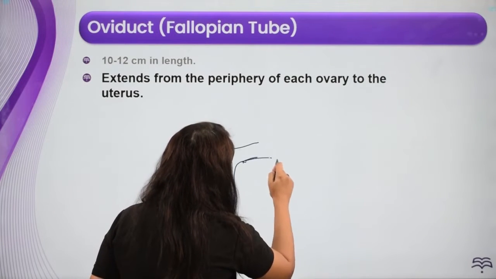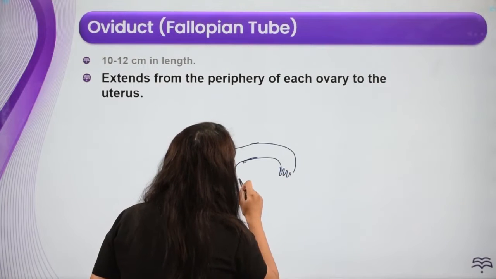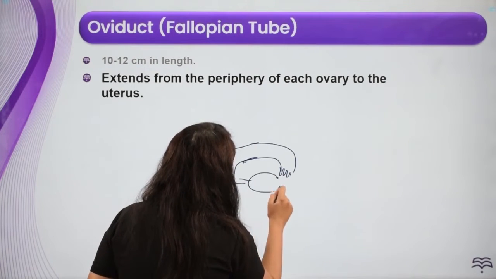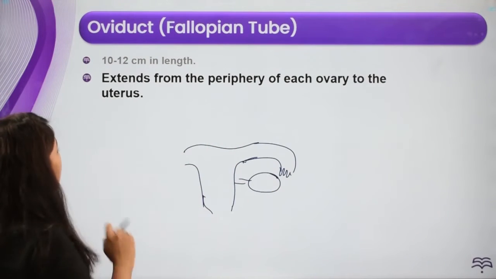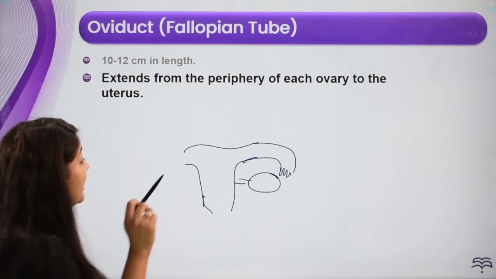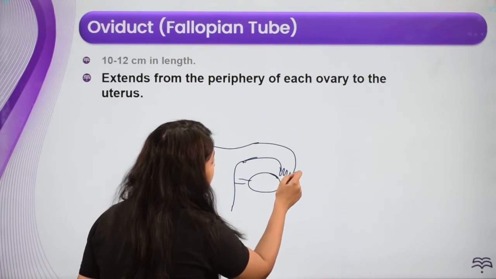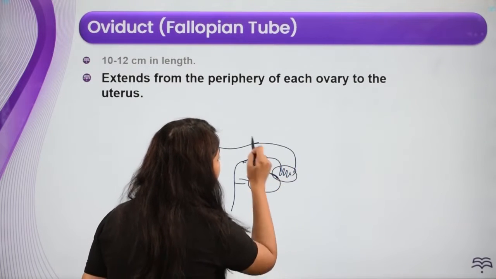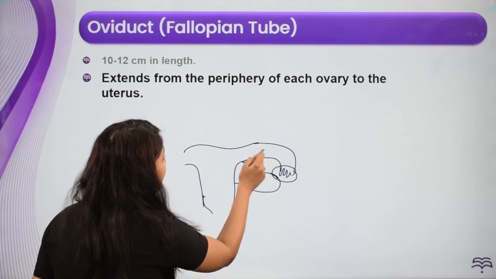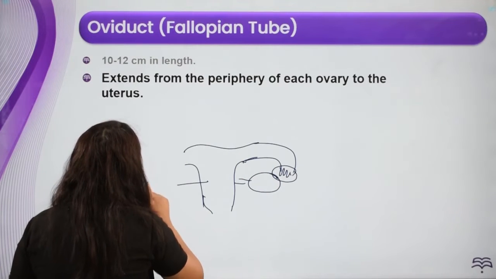Okay, so this is the fallopian tube, right? And these are the fimbriae. This is, let's say, the ovary. All right. So what is the description about the fallopian tube given? That it extends from the periphery of each ovary to the uterus. So see here, it is starting from here, from the periphery of the ovary, and it is extending till the uterus. This is the uterus.